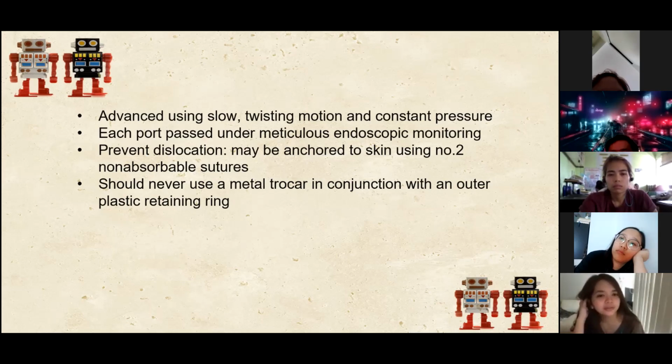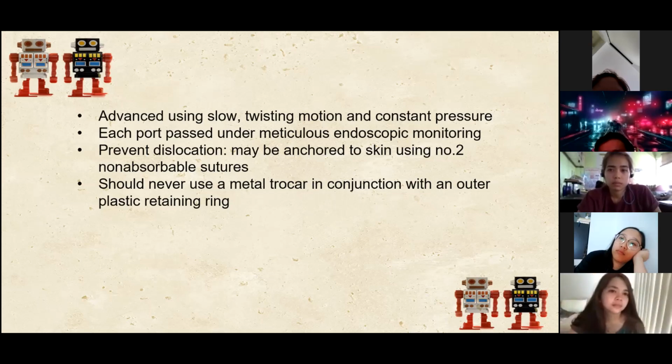You should never use a metal cannula in conjunction with an outer plastic retaining ring, because stray current can no longer be harmlessly dissipated through the metal cannula directly to the surrounding peri-cannula abdominal wall. Therefore, any juxtaposed visceral structure may be damaged in an area remote to the laparoscopist's vision.